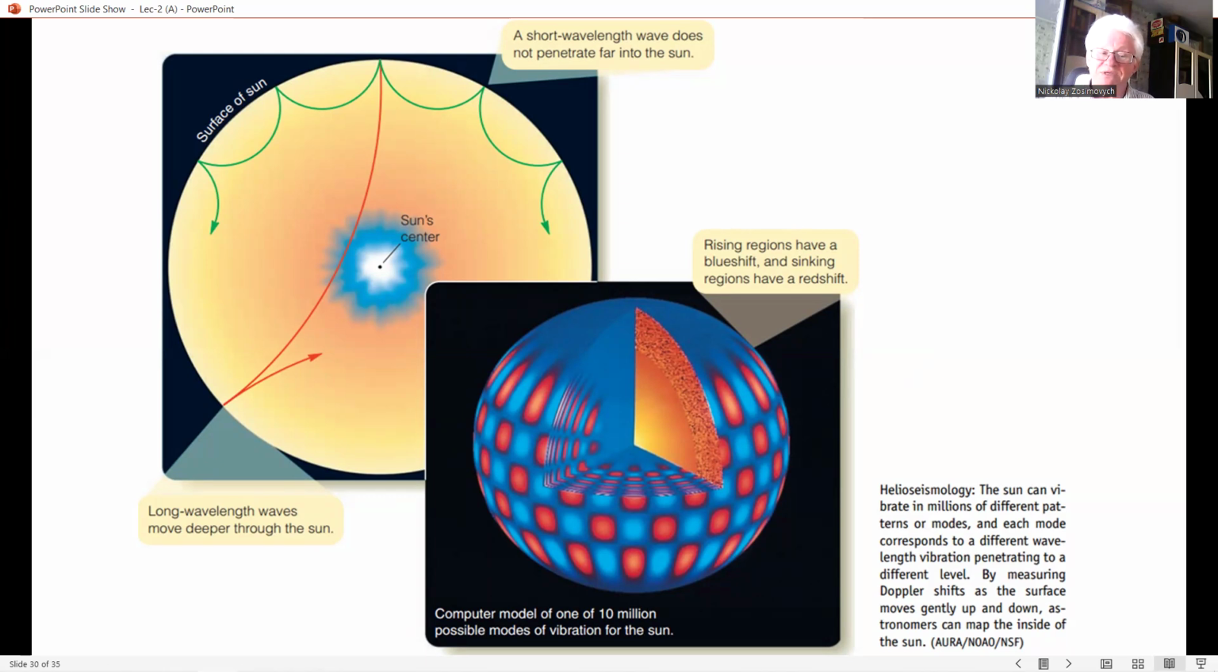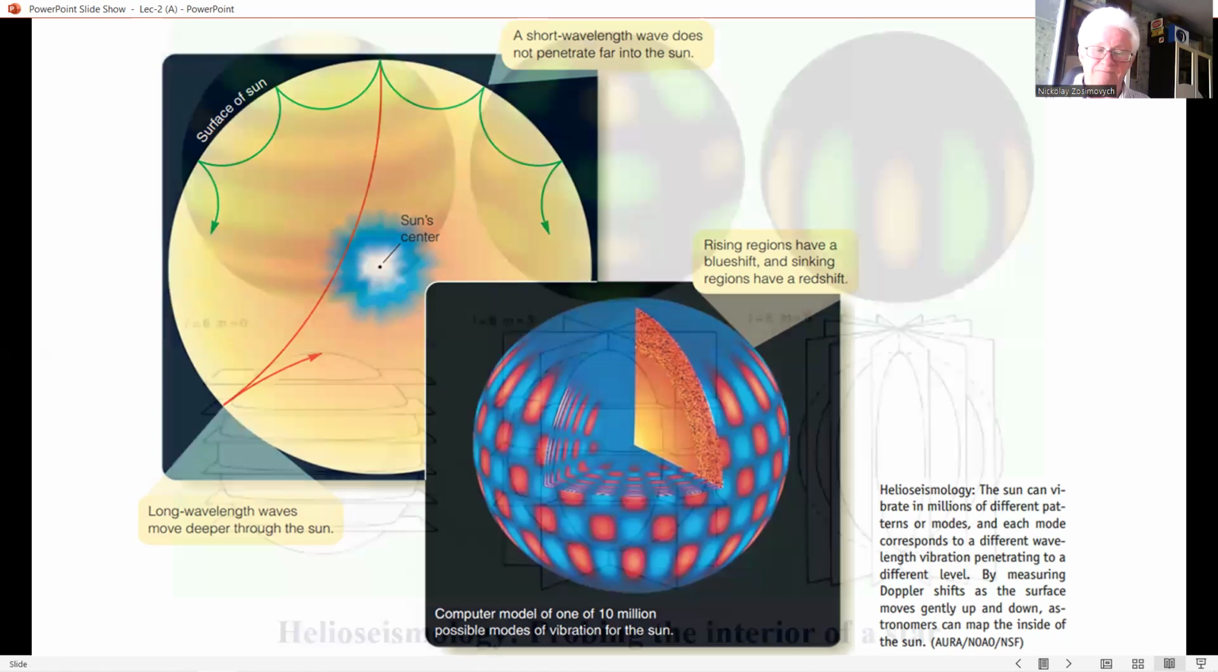Short-wavelength waves penetrate less deeply and travel shorter distances than longer-wavelength waves. So the different wavelength vibrations explore different layers in the Sun. Just as geologists can study Earth's interior by analyzing vibrations from earthquakes, so solar astronomers can use helioseismology to explore the Sun's interior.